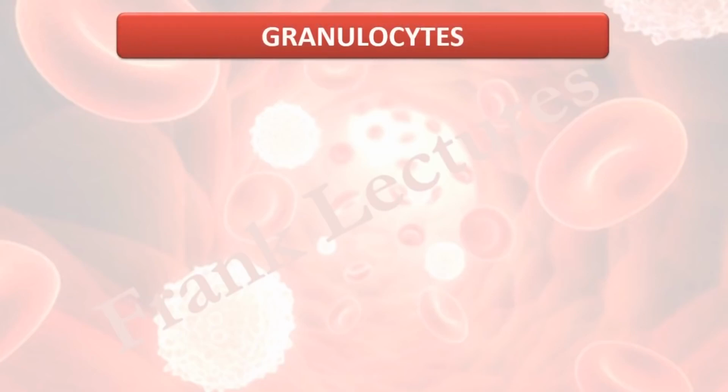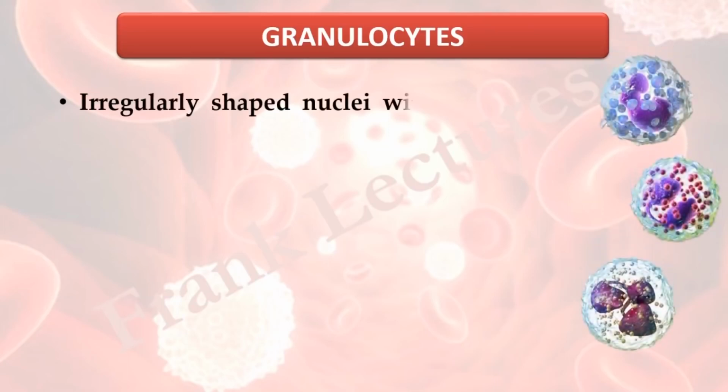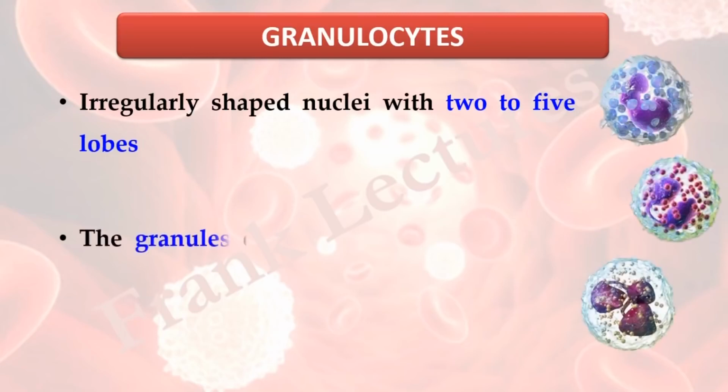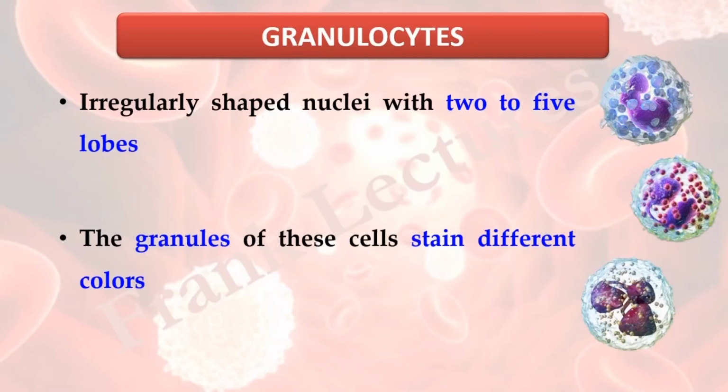A characteristic feature of granulocytes is their nuclei. Granulocytes have irregularly shaped nuclei with 2 to 5 lobes. This is clearly visible in these images. Another characteristic is that the granules of these cells stain different colors, and this depends upon the type of granulocyte and the dye which is used for staining.